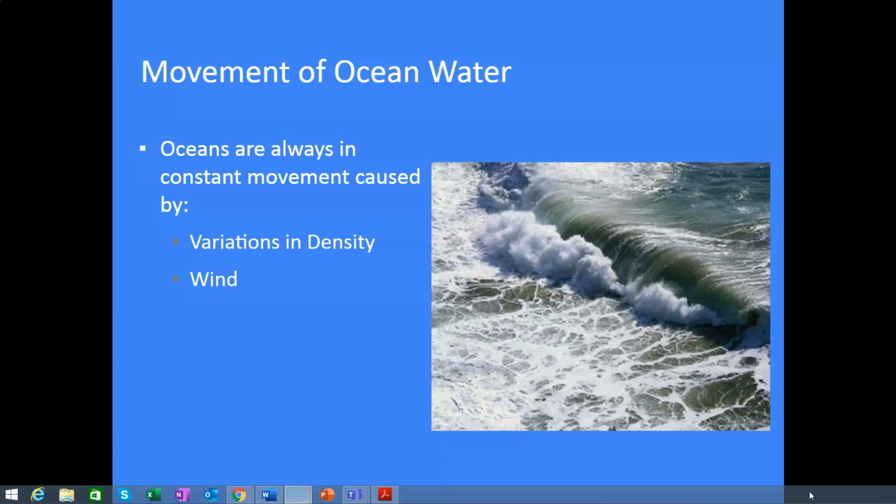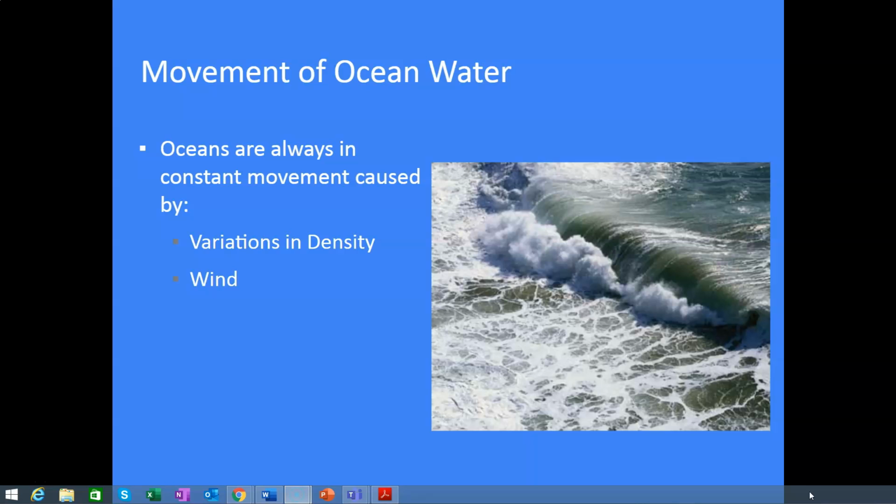If you've ever had the opportunity to go to the beach, for example, when you look out from the shore, you will see that there's no end to the ocean. Now keep in mind that about 75% of the world is covered in water. And the majority of that, of course, is going to be our oceans. Now, oceans are always in constant movement, and that is caused by two things. The first is variation in density and the second is wind.